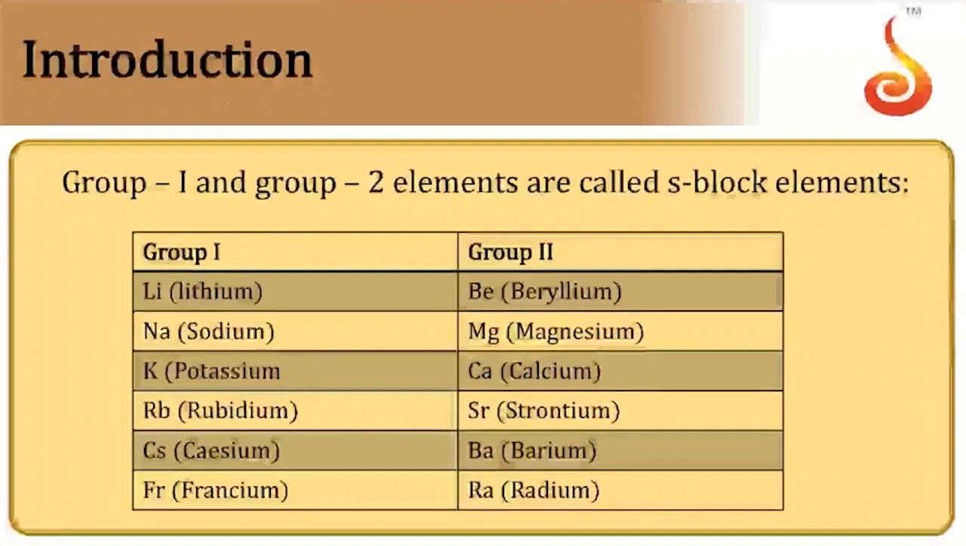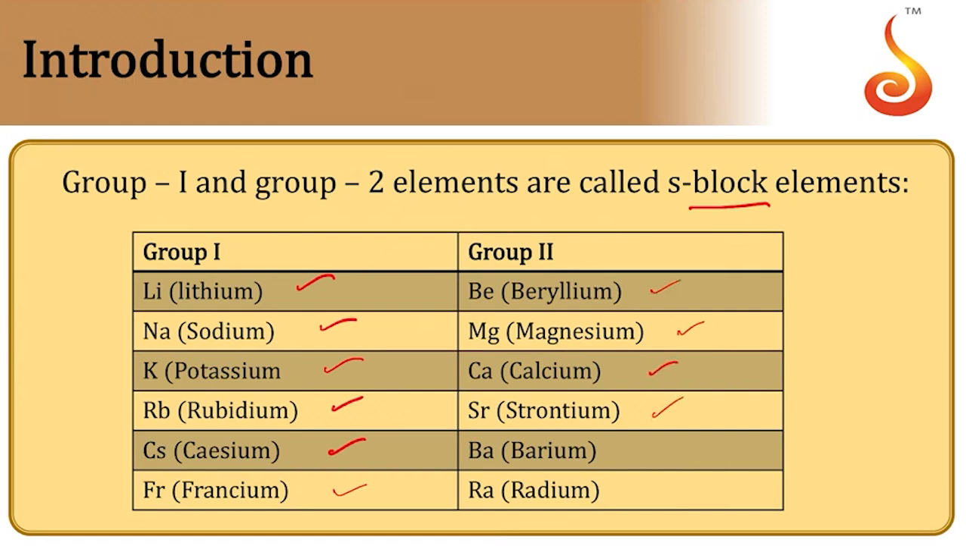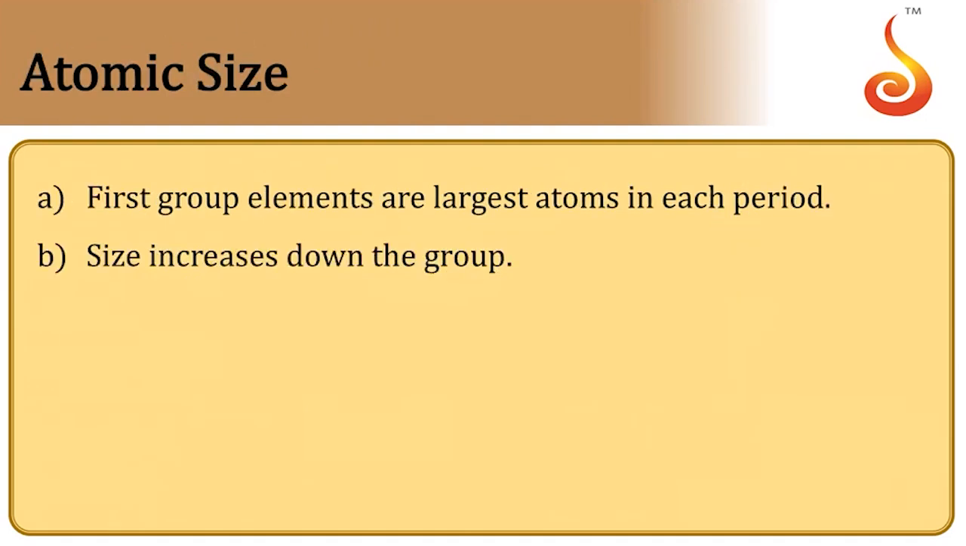Welcome to Deeksha Online. Today we are going to discuss a few important points related to S block. The S block elements: group 1 and group 2 elements are called S block elements. Group 1 elements are lithium, sodium, potassium, rubidium, cesium, francium, and group 2 elements are beryllium, magnesium, calcium, strontium, barium, and radium. So group 1 and group 2 elements together are called S block elements.